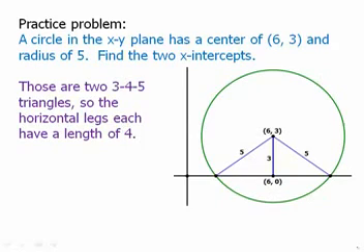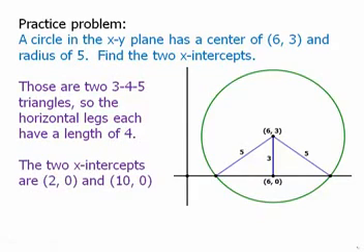Well, of course, what we have there are 3, 4, 5 triangles. So the horizontal lengths each have a length of 4. And so starting at 6, we go 4 to the right and 4 to the left. We get 2 x-intercepts of 2, 0 and 10, 0. And those are the x-intercepts.